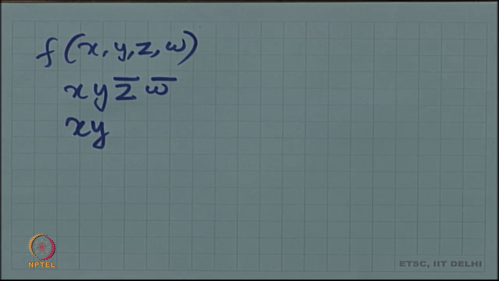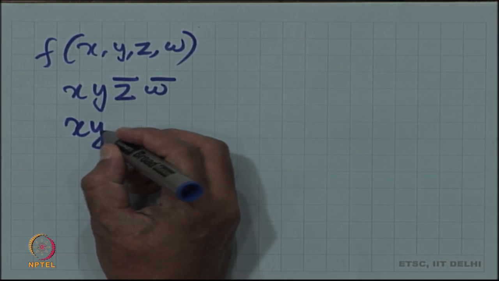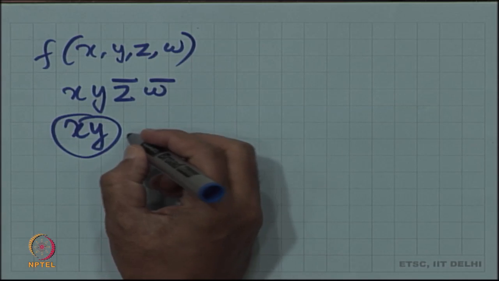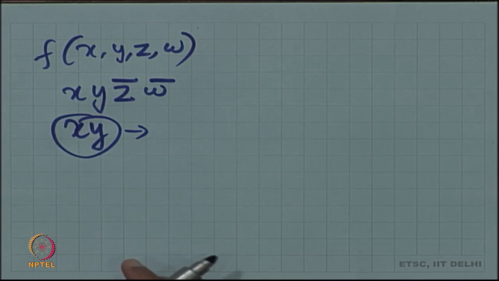The number of minterms in the expression. Total number of... Not number of. This expression has how many minterms? One. No, sorry. This is a product term. In general, this is a product term that actually corresponds to four minterms, the sum of four minterms.